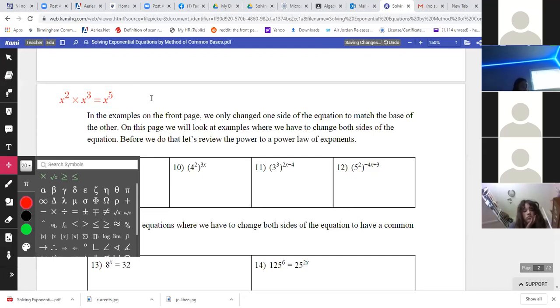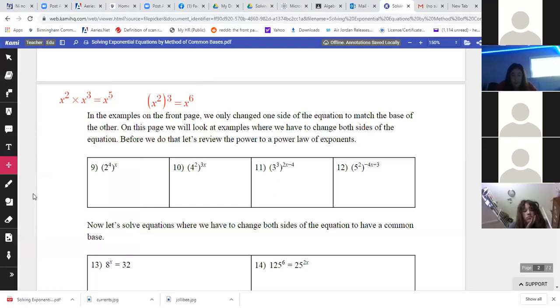Now, the one other rule that we had is if I had x squared and I took that to the third, now what's the rule here? What do you do with the exponents? Distribute. Yeah, so you distribute, you multiply, right? So this would be x to the sixth, right? This rule here is the one that we're going to focus on today. When you have a power taken to a power, you're just going to multiply.